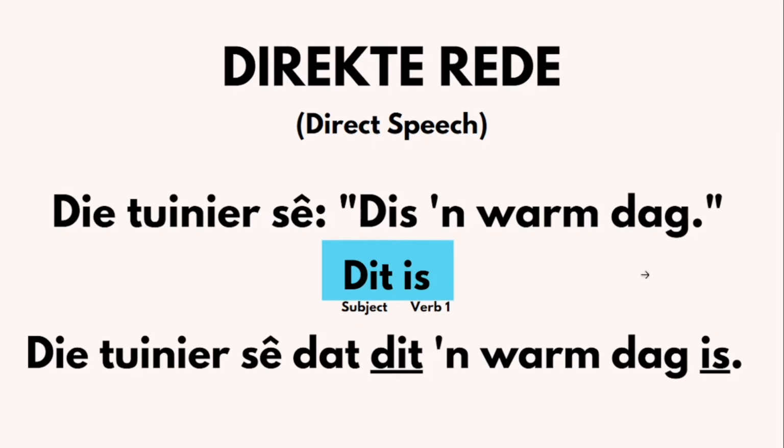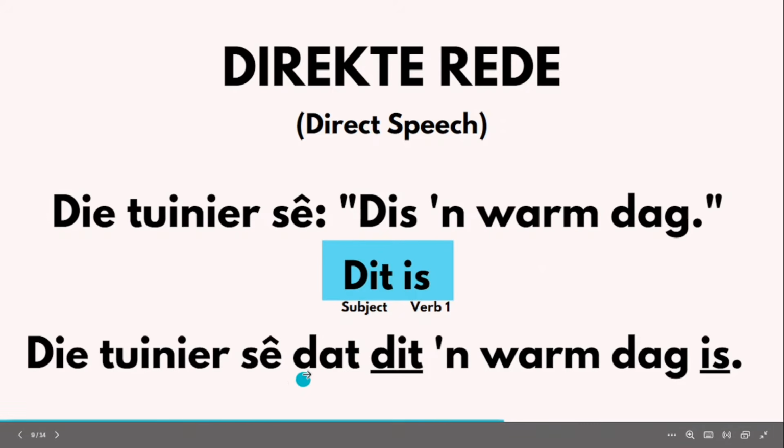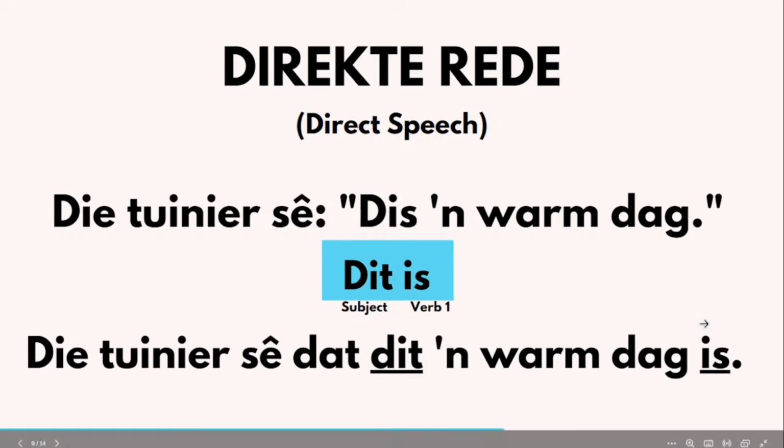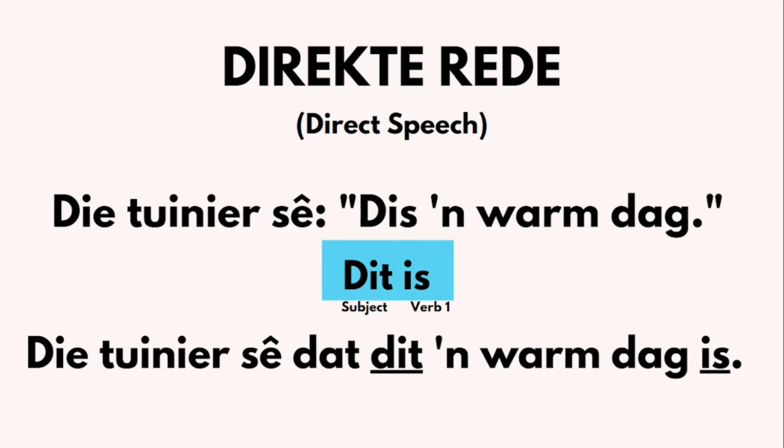Okay, so it would have been wrong if you took 'n to the end, for example, if that's what you did. So die tuinier sê, number 1, dat the subject, which is dit, 'n warm dag is. You put the verb at the end, the first verb at the end. Okay, are you cool with this?